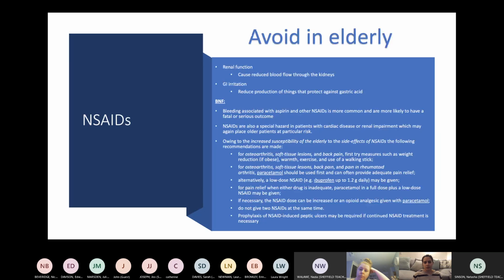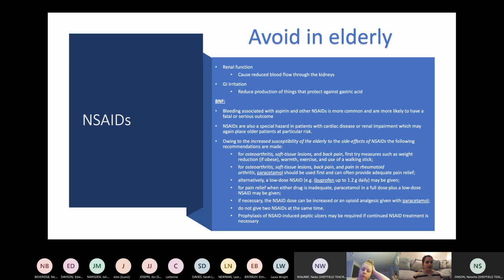So NSAIDs, we tend to avoid using these in the older person. The reason is that for people who already have reduced renal function, or are at risk of reduced renal function, it causes reduced blood flow through the kidneys, and then you're going to develop an AKI associated with that. The other reason is because of GI irritation, and it reduces the production of things that protect against gastric acid, so you're at higher risk of bleeding.